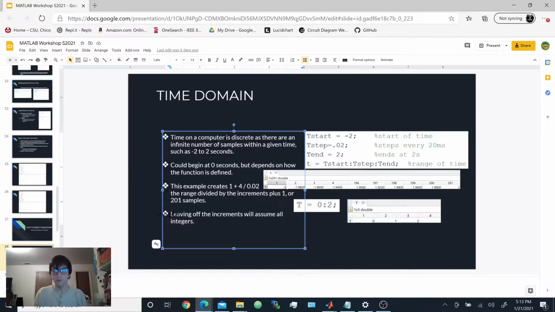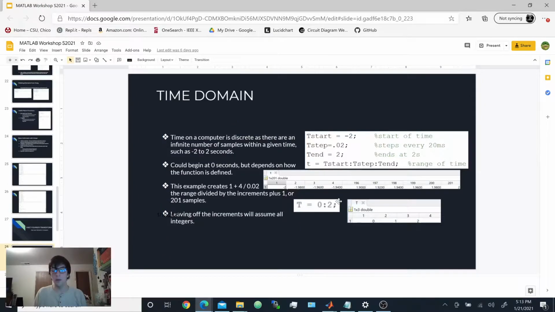If you do the same thing but leave out the steps, it'll automatically assume a whole integer value of 1 as our step. So it'll start at 0 and end at 2, and it'll just go 0, 1, 2. If you use the same rule, our range is from 0 to 2, so our range is 2. Well, 2 divided by 1 is 2, and then you have to add the 1, which gives our 3 points. It's because we include the starting point. Normally, if we didn't include the starting point, so if it started at -1.98, then we wouldn't have to worry about adding a 1.